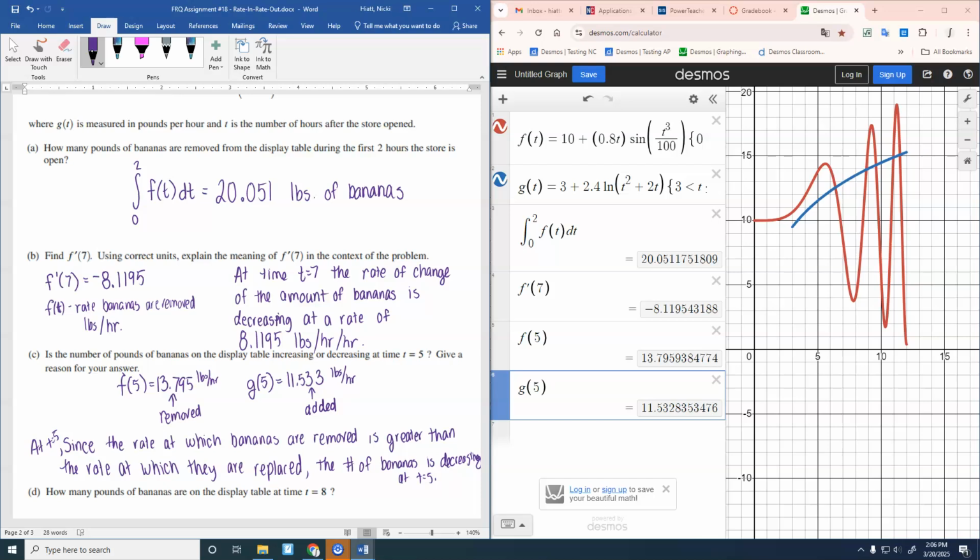You've got some other options, though. You can look at g of 5 minus f of 5, say since it is negative, the number of bananas is decreasing. You could, at this point, go ahead and write your equation for the number of bananas, and then take that derivative, which is going to end up being g of x minus f of x, and look at it that way. You don't have to do it that way here, but it will help you on D. You already have part D done if you do it that way. Okay, questions?